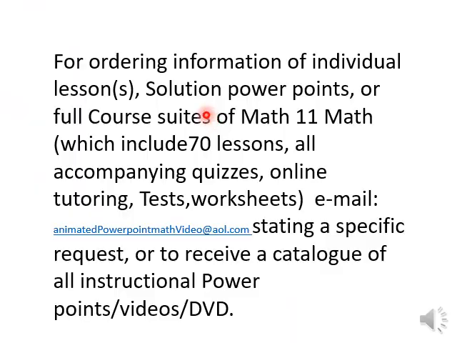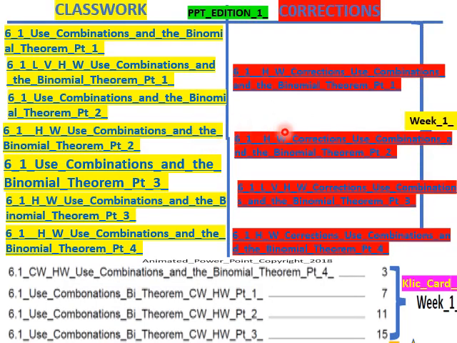So there is your syllabus for quarter 3. And then here are your click cards for the students. Here's your classwork, homework over here. Then your corrections are in this column here. You roll over it with your cursor and click, and your lesson will come up. And so this is week 1.